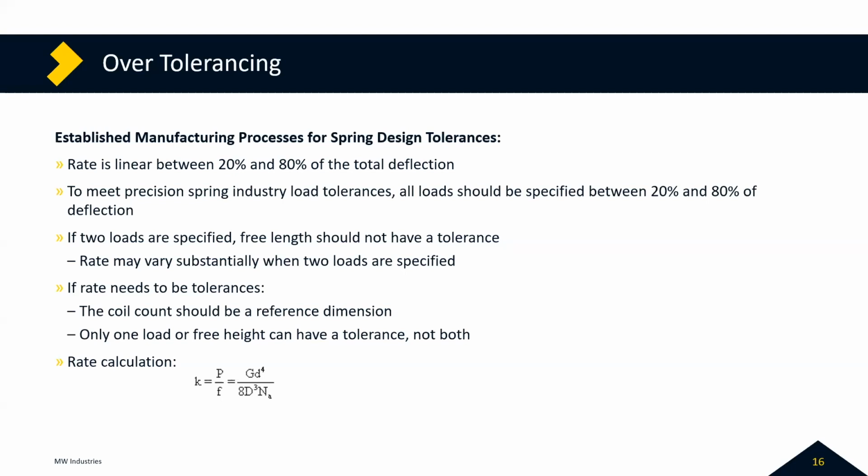But as far as the rate tolerance, consider that your coil count should be a reference dimension. And again, only one load or the heights can have a tolerance. We don't want both. In the rate calculation, the rate is simply load over deflection.